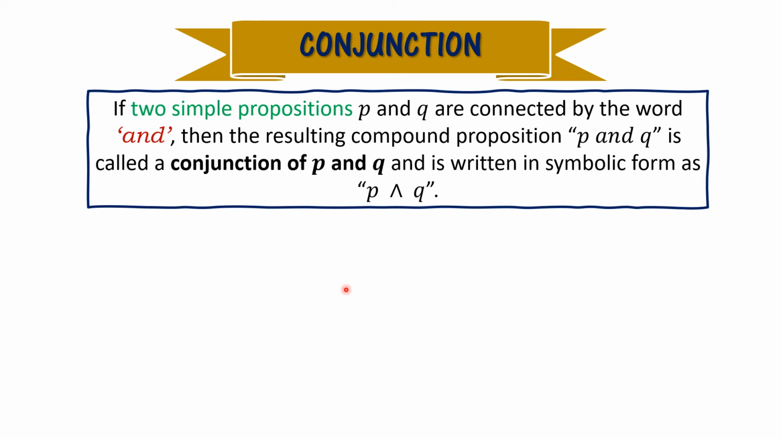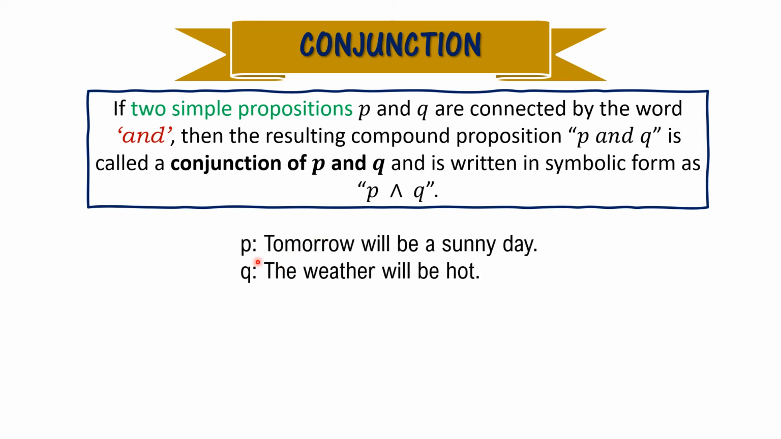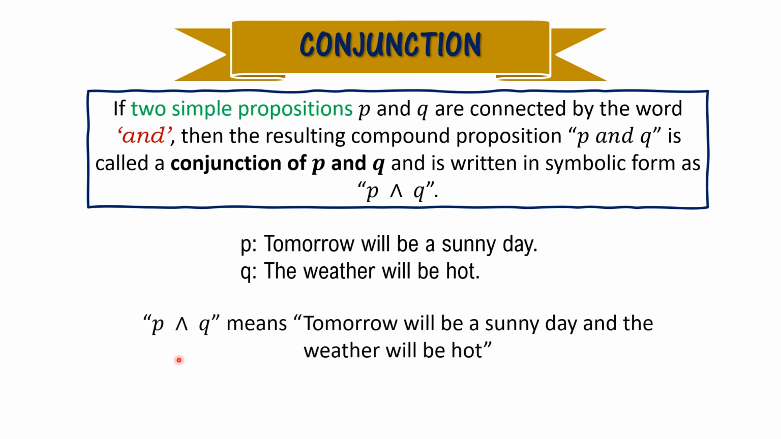Okay, let's have an example. I have here two propositions. Proposition P states that tomorrow will be a sunny day. Proposition Q states that the weather will be hot. For us to connect them using conjunction, we will connect them by the word and. So the solution would be this one. The symbol is read as the conjunction of P and Q, which means: tomorrow will be a sunny day, the first proposition, then the word and, the weather will be hot. So that is the process of making the conjunction of two propositions.